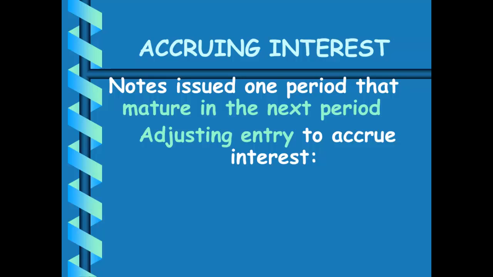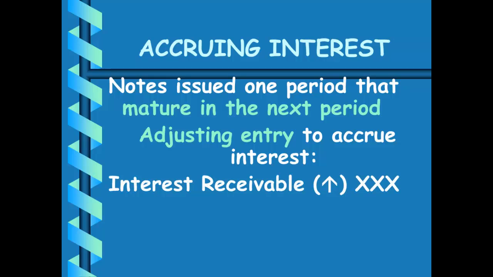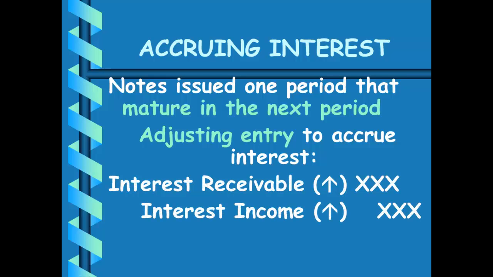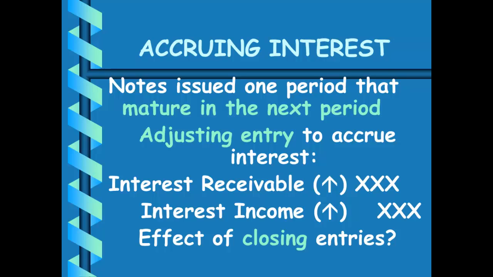You might recall, I know that's been a while. We're going to debit interest receivable and credit interest income. The effective closing entries, let's just review that. Do we close out interest receivable? No, it is an asset, so it still has its balance that carries forward until the next year. Do we close out interest income? Yes, we do. So it does not carry its balance forward to the next year.